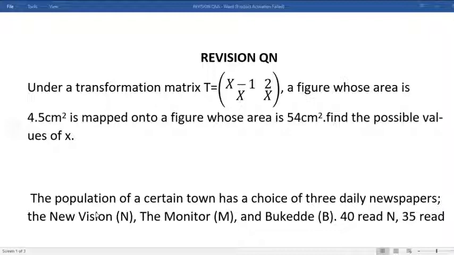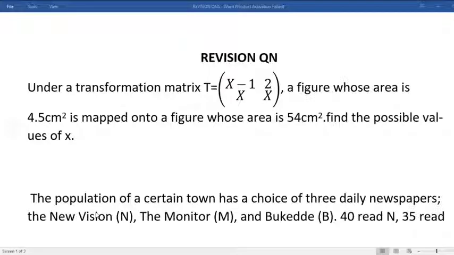So to continue, you should also know that when you have a transformation matrix T, how is the transformation matrix related to the area scale factor? You should know that the area scale factor is equal to the determinant of the transformation matrix that is in question.